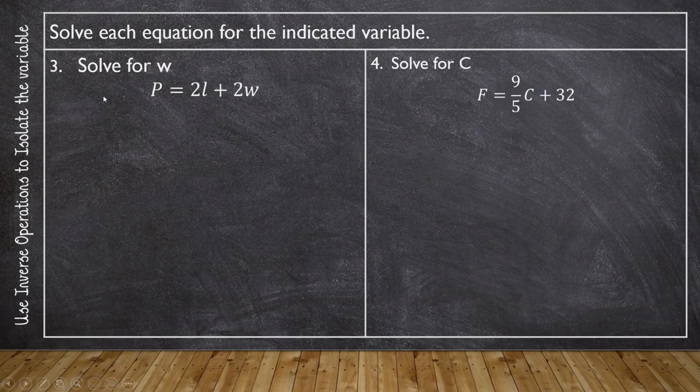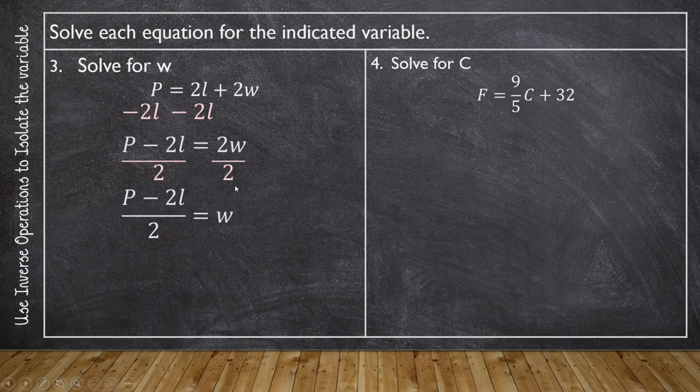Number 3, they're asking us to solve for w. So we look at what's with w. It's multiplied by 2, and we're adding 2l. So first, we want to get rid of this addition. So I'm going to subtract 2l from both sides. So on the left side, we've got p minus 2l. On the right-hand side, we still have 2w. So there's nothing between the number and the variable. That means multiplication. The inverse operation of multiplication is division. So divide both sides by 2. And it cancels out. The times 2 and divide by 2 cancel out. So that gets w by itself. And that was our goal.